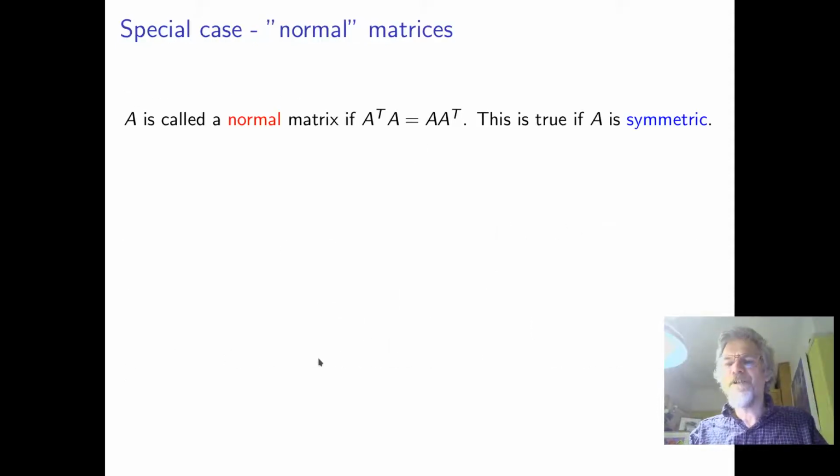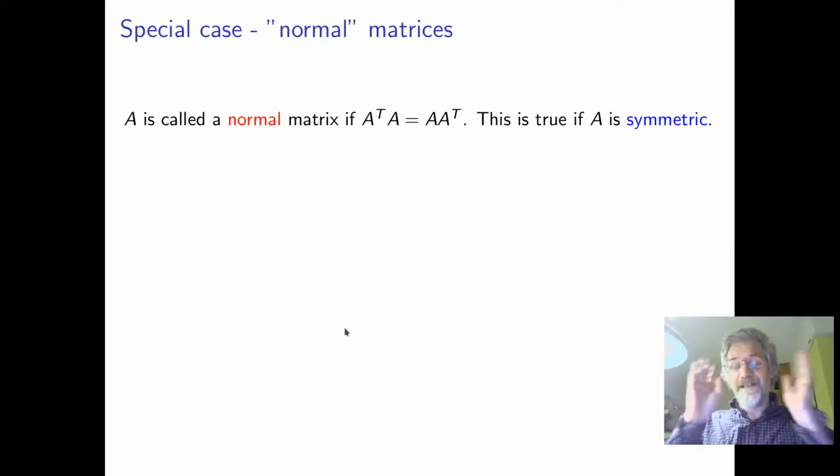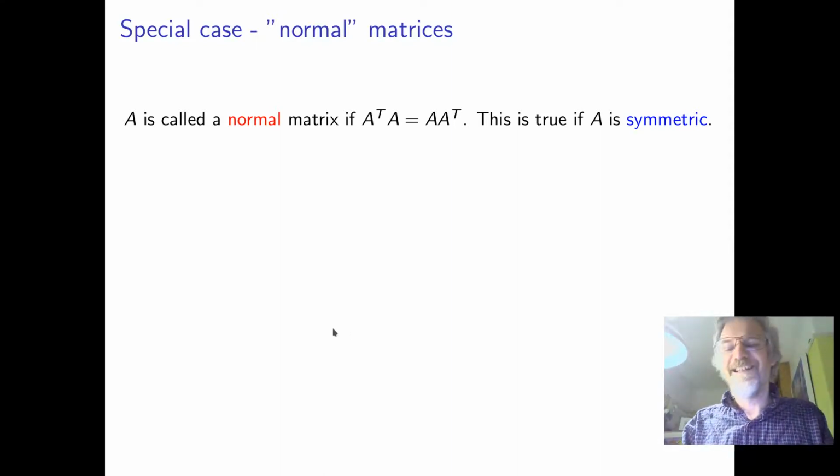A special case: a matrix is called normal. It's kind of strange. It's not normal at all. It's quite special, actually. That's just the word that's used. A matrix is called normal if A transpose A equals A A transpose. So it's a square matrix, of course, that we're thinking of, because otherwise this wouldn't make sense for eigenvalues and so on that we're talking about.